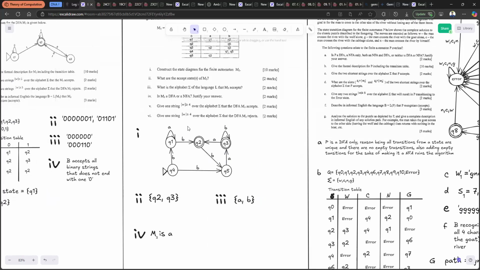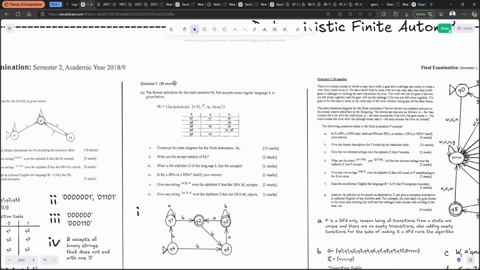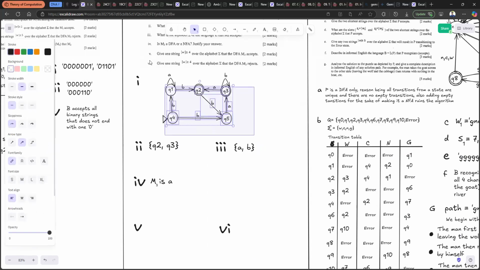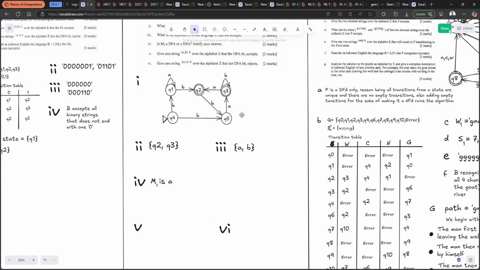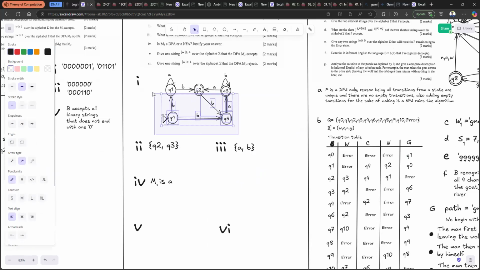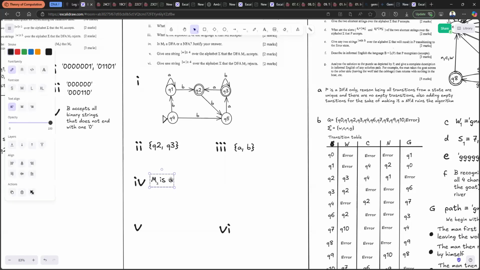Then question 4 says, is M3, that's the name of this thing, a DFA or an NFA? Now, after I've drawn it, it's quite easy to see if it's a DFA or NFA, right? We see B here and a B here again. That's quite non-deterministic. Let me get this. Oh, I think I merged it. Right, so it's an NFA, but then it also says justify your answer.